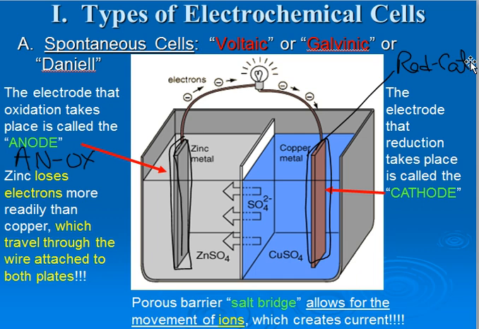Electrons will always travel from the anode to the cathode. I say it's alphabetical, A to C. Electrons always go anode to cathode through the wire. So here you see these negative circles. That's just to indicate that the electrons are moving through the wire. Sometimes on a Regents question they call the wire the external circuit. So electrons go from the anode to the cathode through the external circuit, or through the wire.